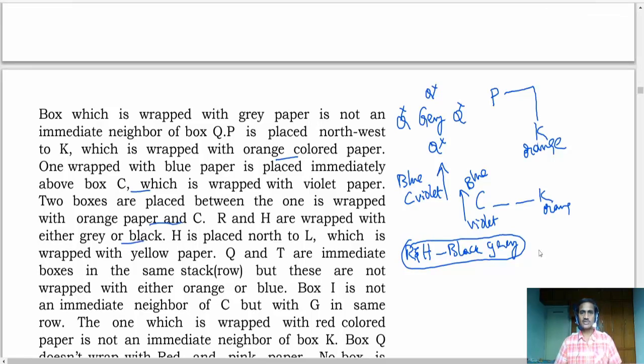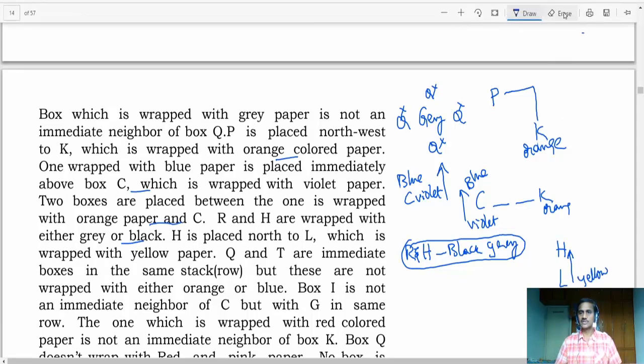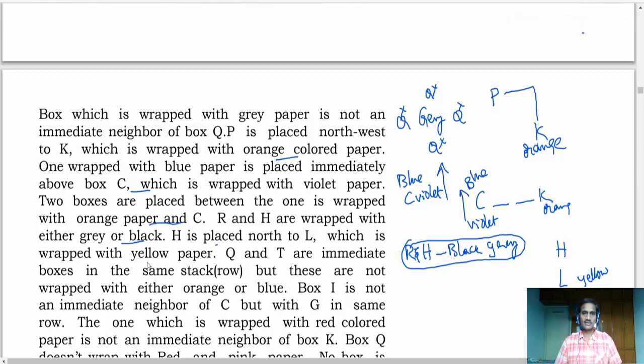And next one, H is placed to the north of L. H is to the north of L and both these two must be in the same column. And L is wrapped with yellow color. L is yellow. It is not immediate, but they must be in the same column.